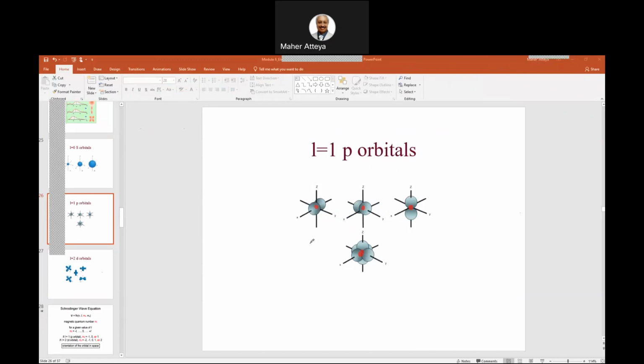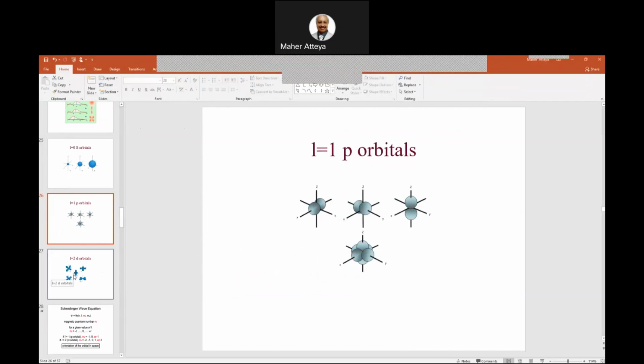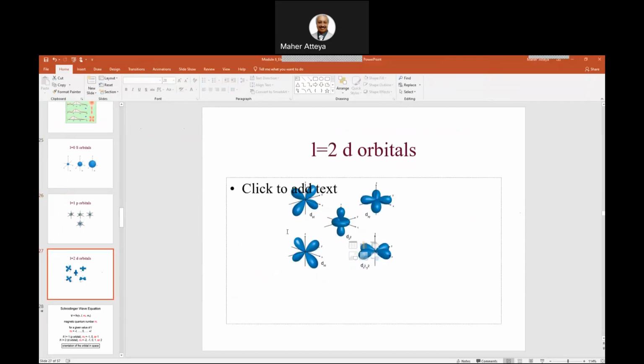Called what? Dumbbell. Dumb and bell, two words. It's a bell, but it's dumb. So I'm sorry for that, but that's the definition of it. Then we have the d orbital, which is more complex. You can see it is a complex dumbbell.